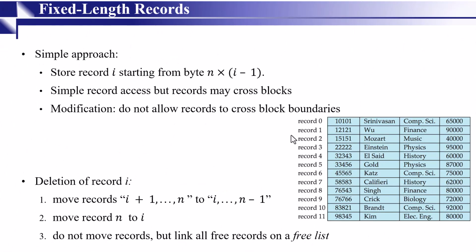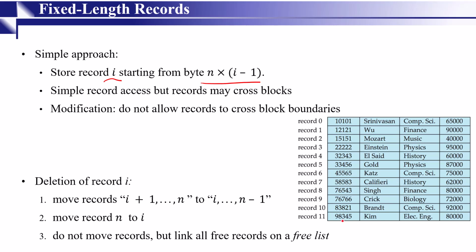So here we explore fixed length records. A simple approach is to store each record i starting at byte n times (i minus 1), which makes accessing records straightforward. However, a downside is that records might span across blocks. To address this issue, we can modify the approach to ensure records do not cross block boundaries.